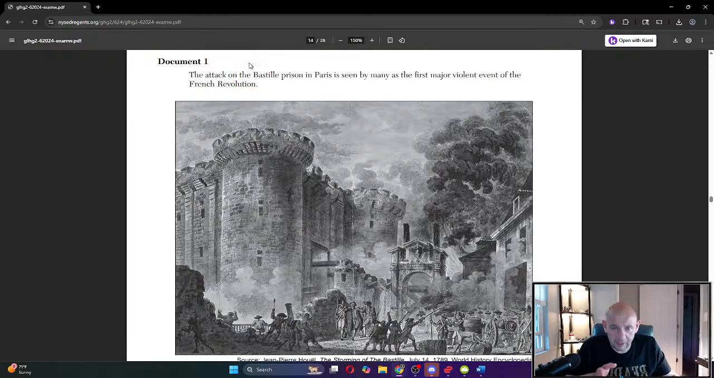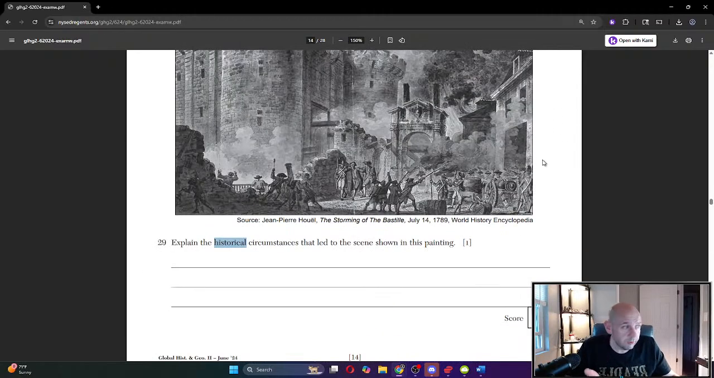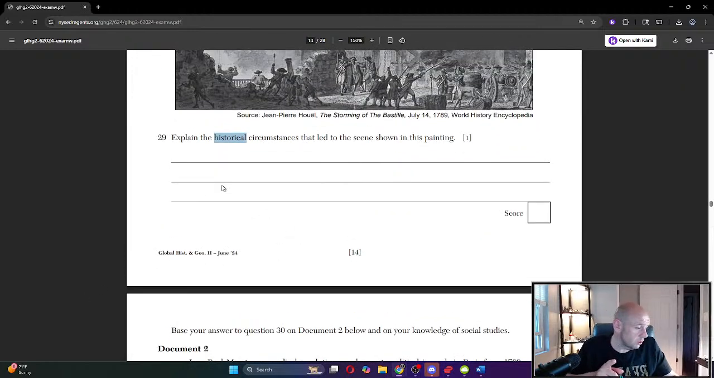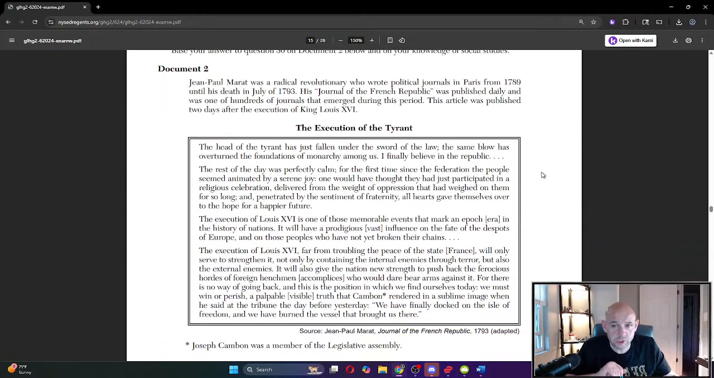Now, the attack on Bastille prison in Paris is seen by many as the first major violent event of the French Revolution. That's a hell of a hint. They're telling you it's part of the French Revolution, the first major violent event. So what happened that led to a violent event? They're trying to get you there, but in the end, you get yourself there. There is no information in this document that's going to help you answer the question. You just need to know. So keep that in mind. Can you answer this question on the line available here? The answer is yes, you can. But hold that thought.